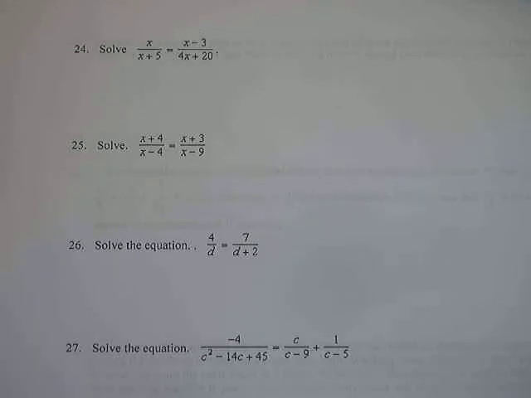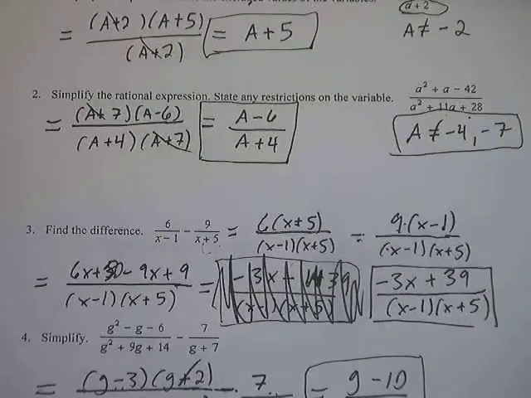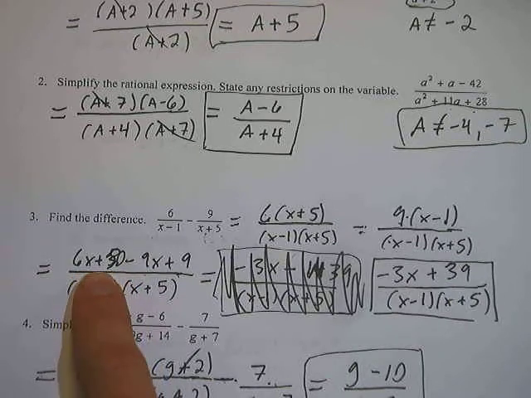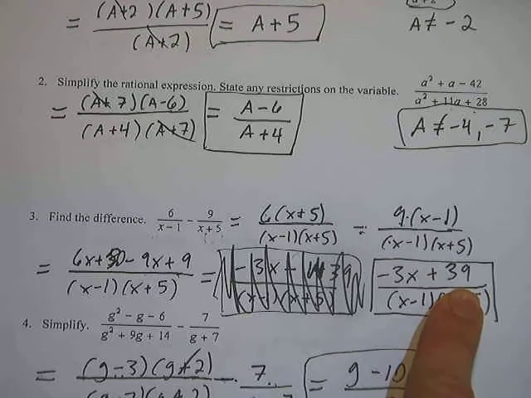This is the third video of the Unit 8 test review. If you've been watching the first two videos, I just want to let you know that I made a little error on number 3. In the first video there, I forgot to distribute the 6. That should have been 6x plus 30. That would make that final answer negative 3x plus 39.